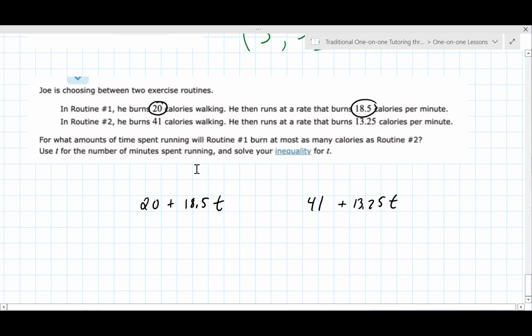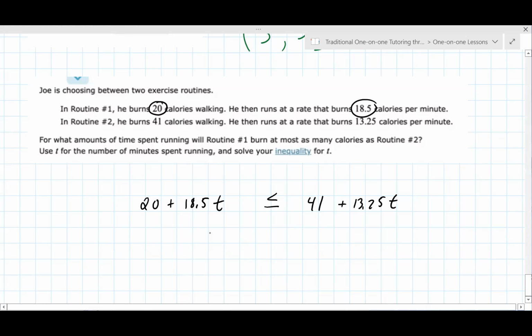Now we've got to read the language. For what amounts of time spent running will routine number 1 burn at most as many calories as routine number 2? That is really weird. That would mean no more than routine 2. So at most, I think this is what it's looking for. Yeah, that was my initial thought. We'll go with this.